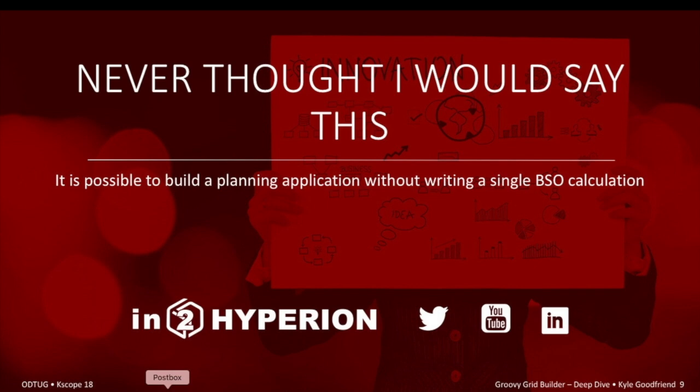So we have another client that a coworker of mine has implemented, actually in 2 different places. No BSO calculations are written, none. Currency conversion, allocations, rate times volume, all that stuff is done in Groovy, and all of the web forms sit on an ASO cube. So BSO is irrelevant in that implementation. And all the functionality that you would want to build in a BSO calculation, you have now done in Groovy. So it's pretty cool.